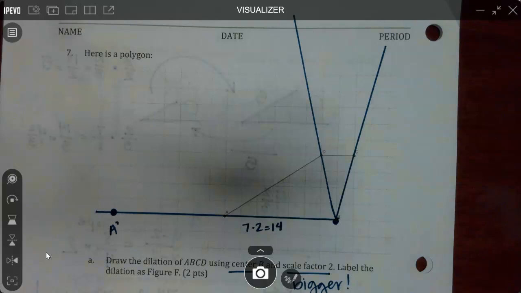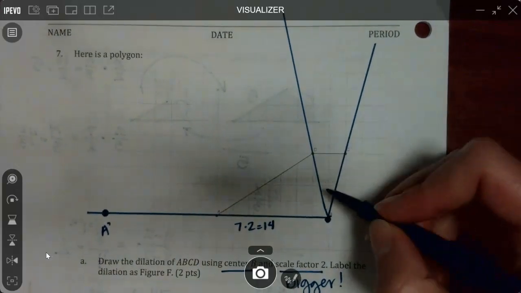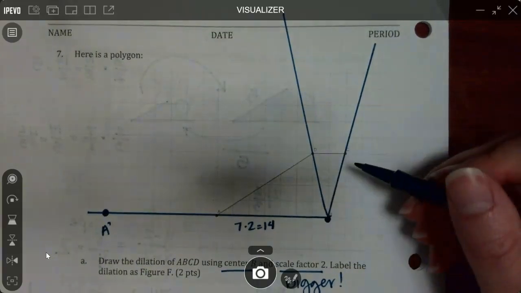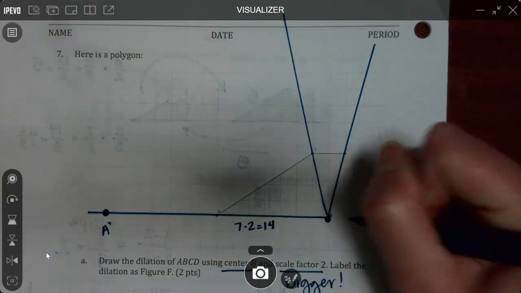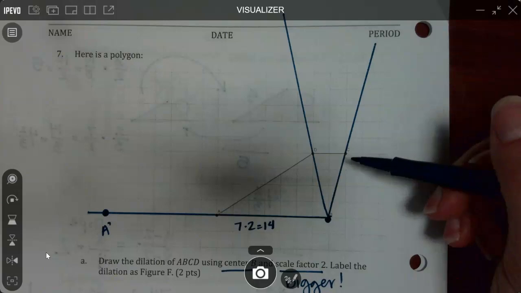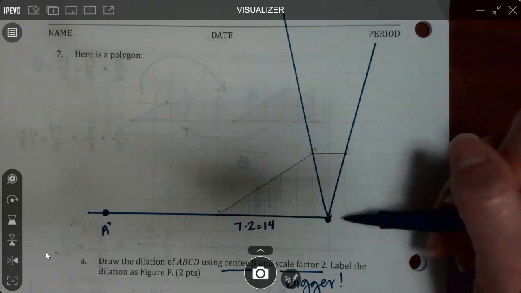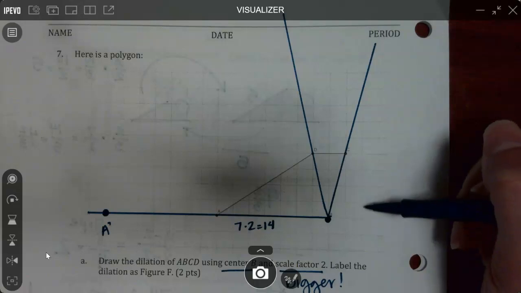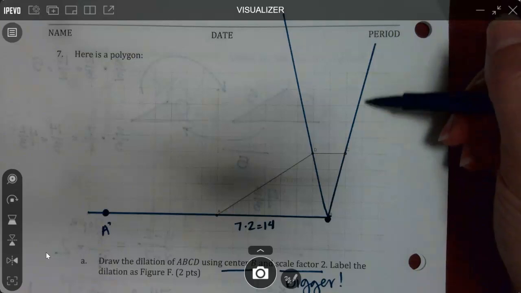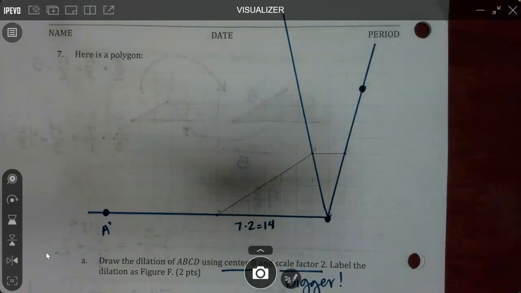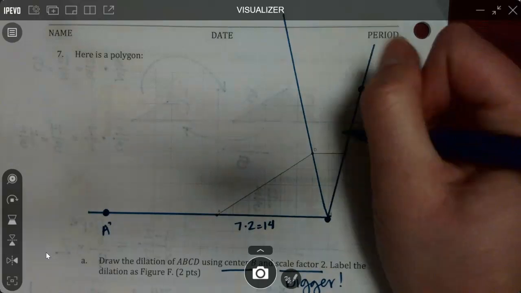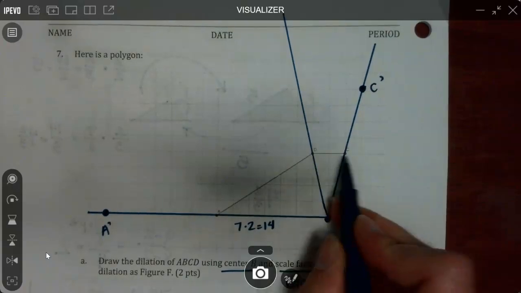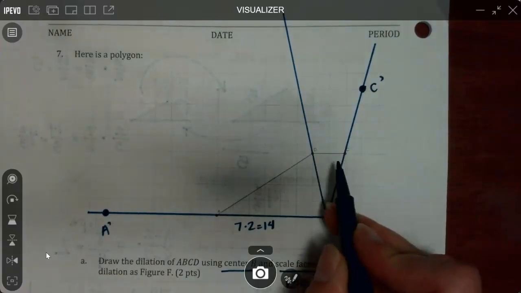That one's easy. Now D and C are not as easy because they're not nicely on the grid. So we need to count their distances and change those by a scale factor of 2. So I went over 1, up 4 to get to C. So instead of going over 1, I do 1 times 2, and now I go over 2. Now instead of going up 4, I do 4 times 2, I have to go up 8. 1, 2, 3, 4, 5, 6, 7, 8. And look how it nicely lands on the line. This is C prime. All right, so now I know C and D are on the same line. That was where they originally were, so it's going to be the same in my picture.